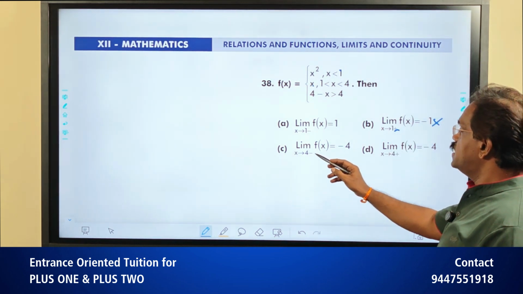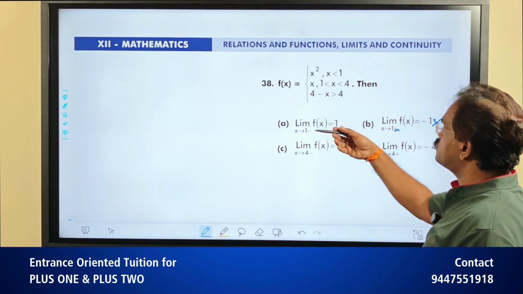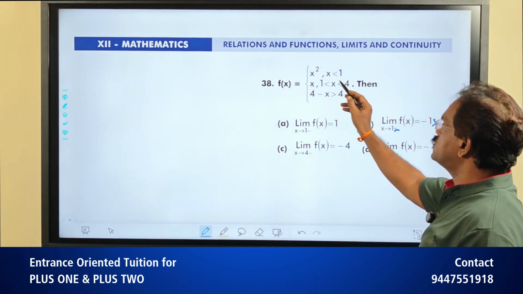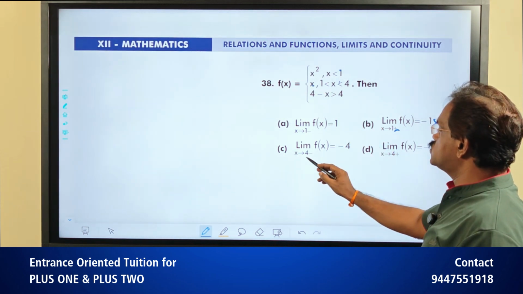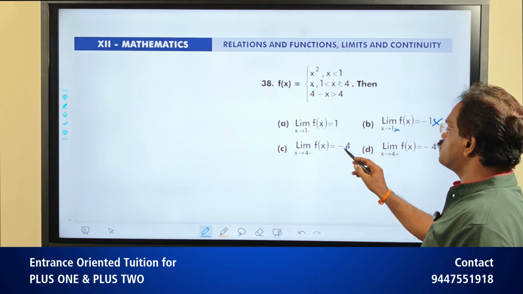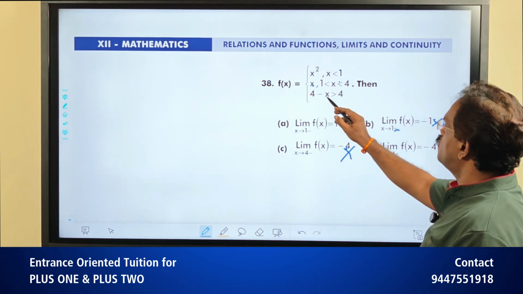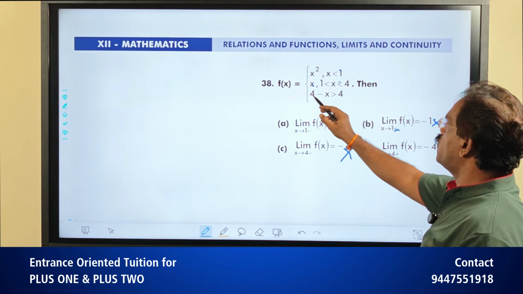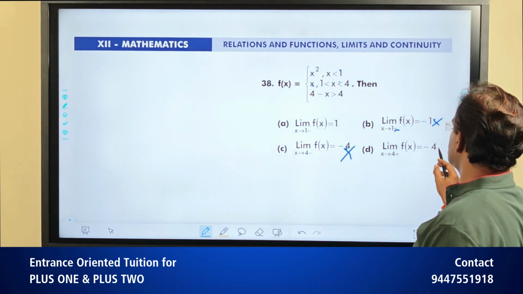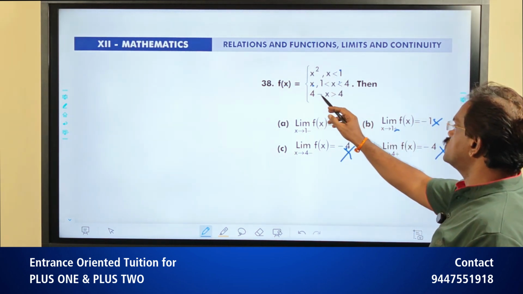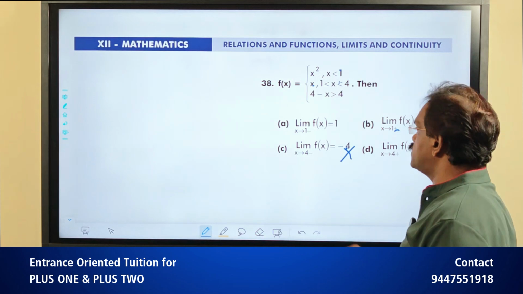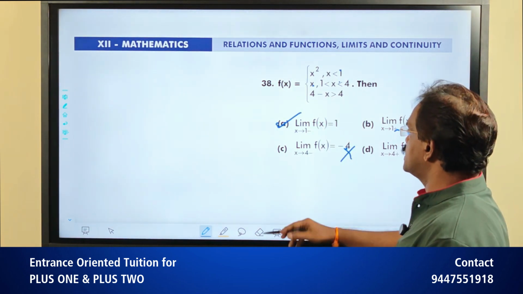Come to this question. Limit x tends to 4 minus. 4 minus means less than 4. For less than 4, the function is x, so it should be 4, but they have given minus 4, it is wrong. Limit x tends to 4 plus. 4 plus means more than 4, so 4 should be the answer, but they have given minus 4. This should be cancelled. So it will be x greater than 4. This is the answer for the correct one.